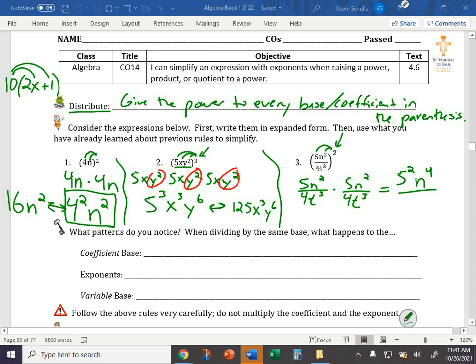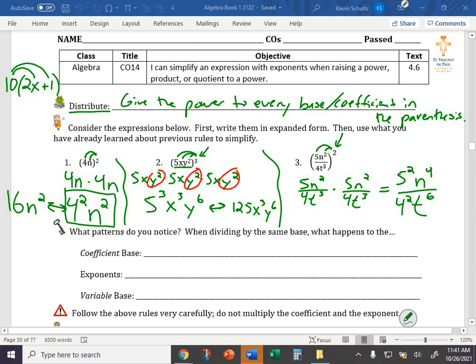How about our denominator? 4t cubed times 4t cubed. John? 4 squared. Good. The power on t wouldn't be 9, it'd be 6. Okay? Because you got 3 t's times another 3 t's, that's a total of 6 t's.